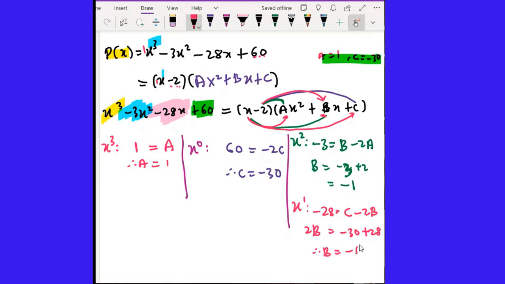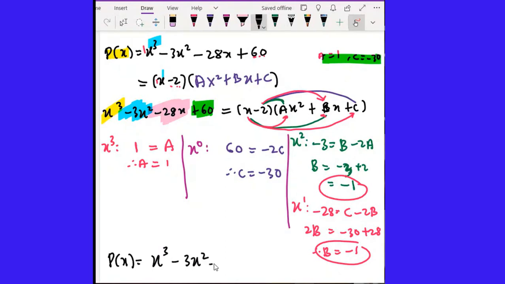Divide by 2, negative 1. So, betul. Double check. Okay, settle. So, the next step kita tulis balik, cantik sikit. Rewrite all the actual polynomial, baru kita ada storyline dia kan. Dia macam smooth sikit lah.